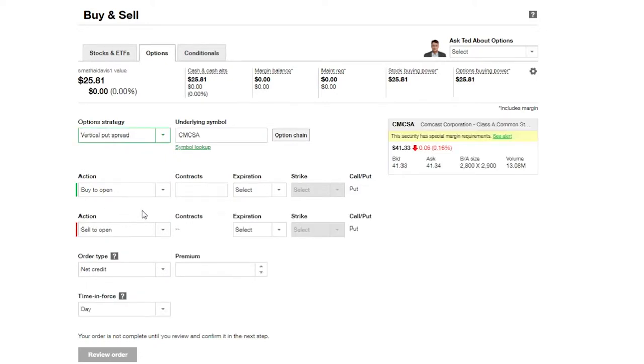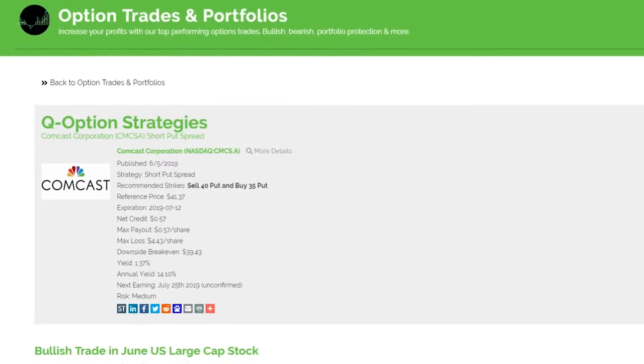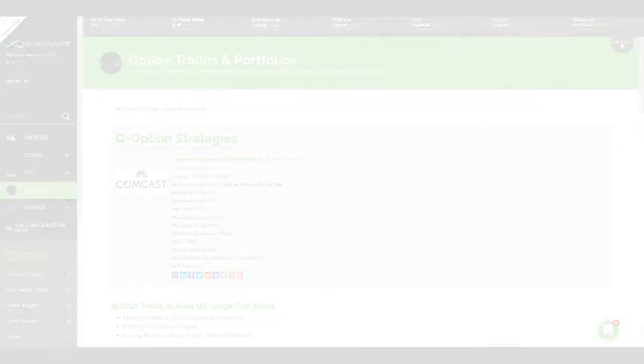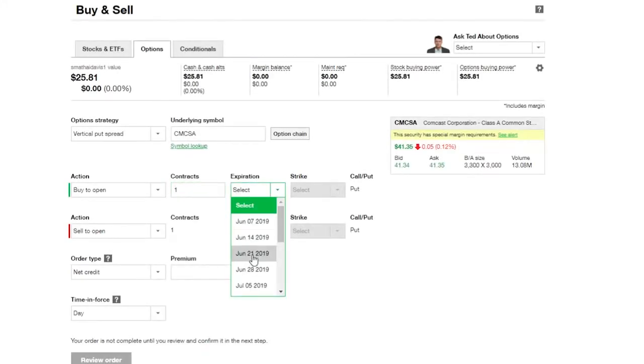I don't like the order, and I've told you this before, I purposely like things being closer to and ordered around the at-the-money strikes, but that's okay here. So let's set this up as a one by one. Now let's go back to the trade. It's an expiration July 12th, so let's make sure we set up the right expiration here.